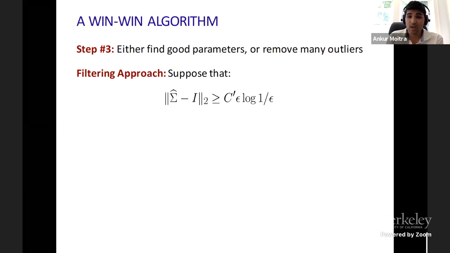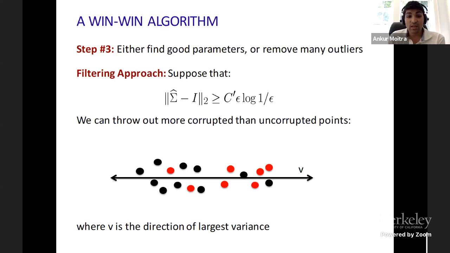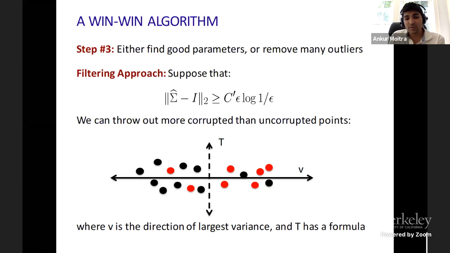the unknown mean mu. So what happens if sigma hat is not close to the identity and we know we're potentially in danger? What happens if the spectral norm between sigma hat and identity is large? In this case, the reason that the empirical variance is large along some direction must be due to the outliers. So if we take the direction of largest variance in sigma hat and we project the data along that direction, what we show is that there's some sort of threshold t, so that if you throw out all the points above this threshold, then you throw out many more outliers than inliers, because those are the ones that have large variance along this direction.